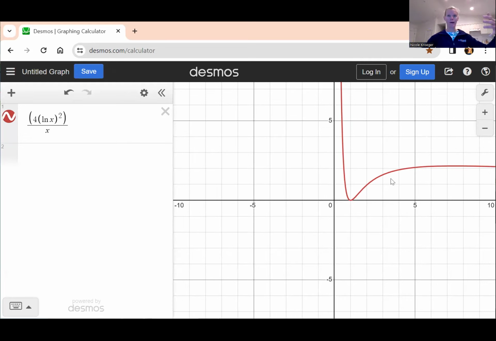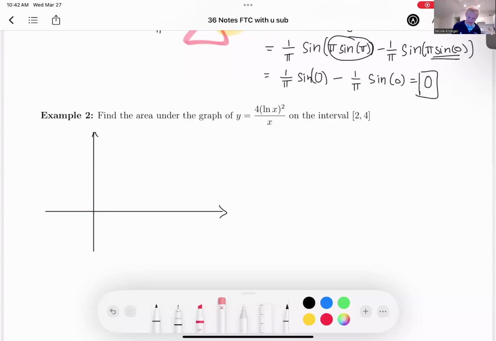That region is totally positive, so the definite integral will be giving us that area under the curve. So we can just find the integral from 2 to 4 of that function. And while I bring my other screen back up, why don't you guys start practicing that and see how far you can get in the amount of time it takes me to pull my screen back up. And hopefully we're going to be using a u-substitution here. Here it comes.